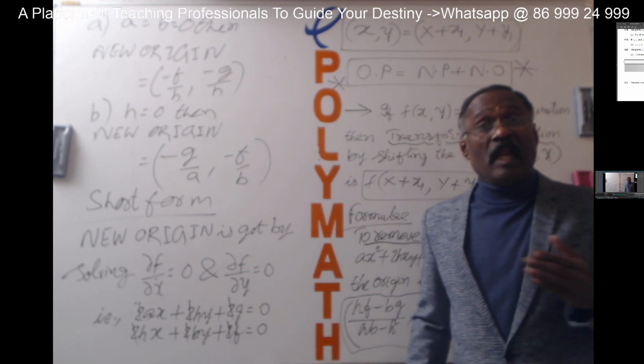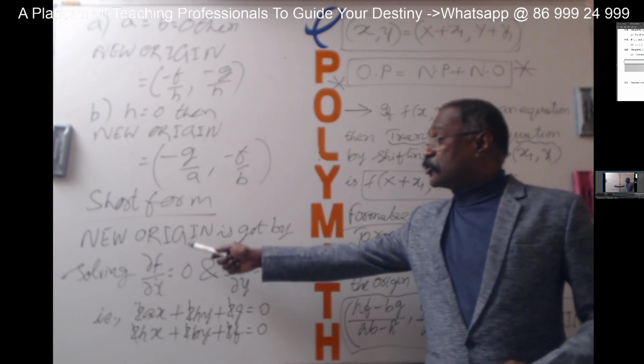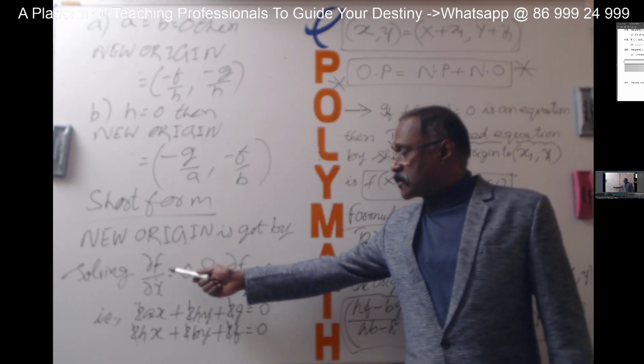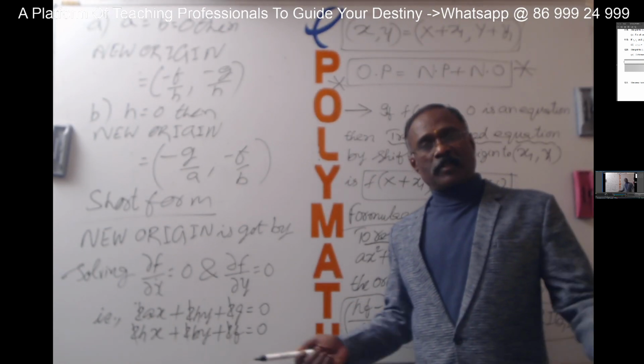So, partially differentiated. In the name itself, partial derivative, no? Partially differentiated. What is that? F is partially differentiated with respect to x. F is partially differentiated with respect to y.